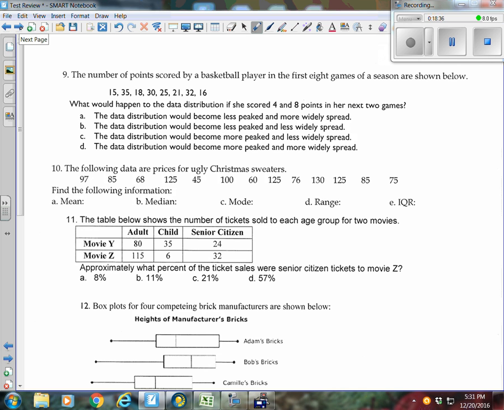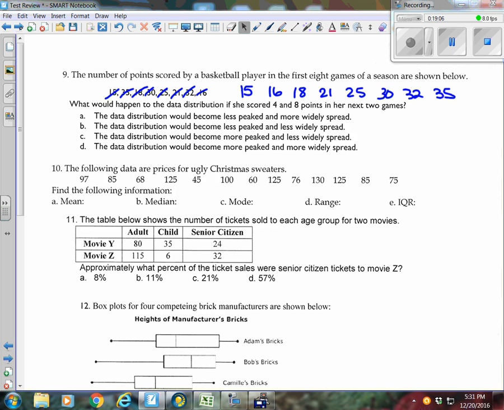Number 9, the number of points scored by a basketball player. All right, here we go. Same thing again. Let's just look at it. What is my lowest one? We've done this a couple of times. My lowest one is 15. He's a basketball player. He scored 15 points, 16 points, 18 points, 21 points, 25 points, 30 points, 32 points, and 35 points. So this kid has had some tremendous games.